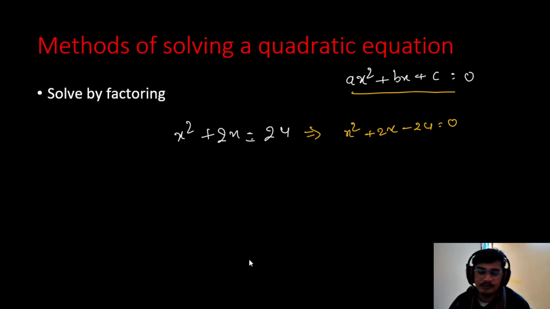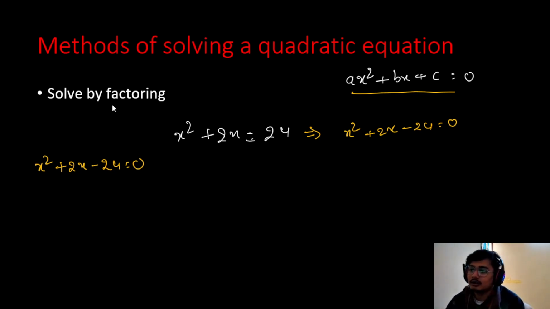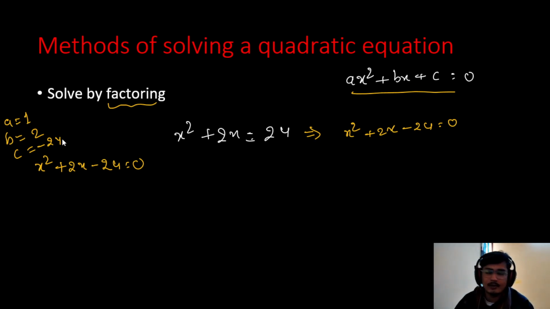This is now in this form. So let's write here x square plus 2x minus 24 equals 0. Now in the method of solving by factoring, we compare with this equation and we get a equals 1, b equals 2, and c equals minus 24. We have this, right? So the first step we have to do is to find ac.